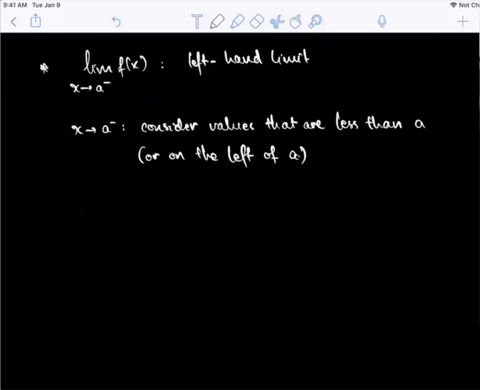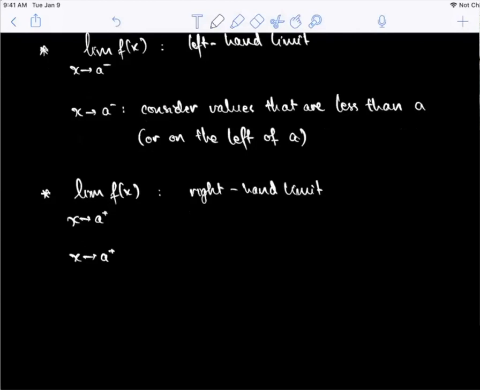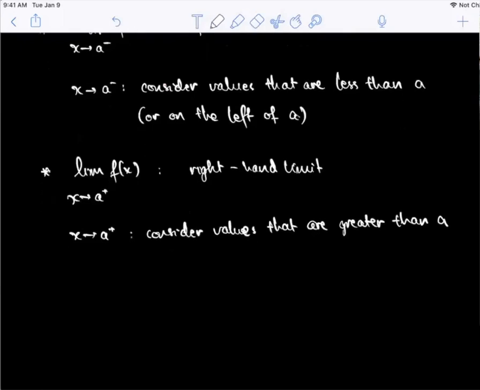For a similar definition, now you have x approaches A plus. That indicates that you want to let x approach A from the right. We call this the right-hand limit. So x approaches A plus, you want to consider values that are greater than A, on the right of A.